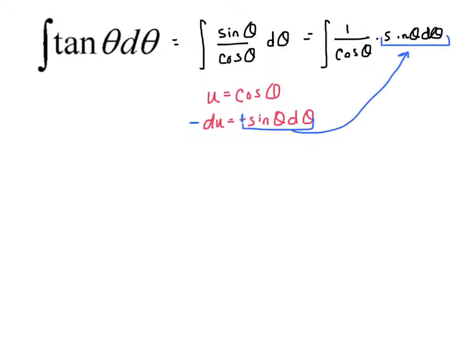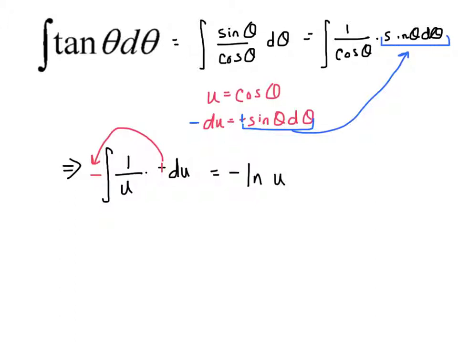sine theta d theta with a negative du. So my new integral becomes 1 over u multiplied by negative du. Well, let me bring that negative out front. So now I just have 1 over u. The antiderivative of 1 over u is the natural log of u, but I have a negative out front.